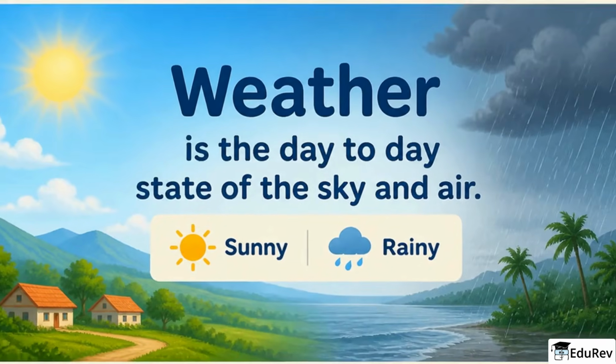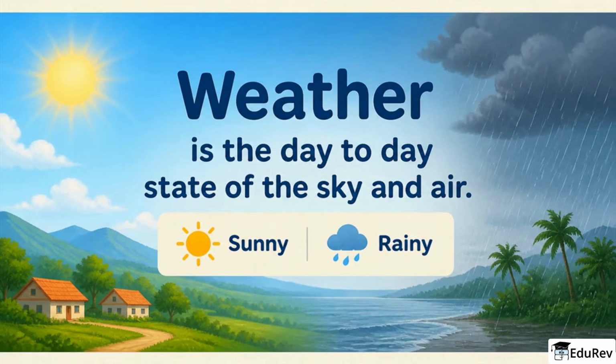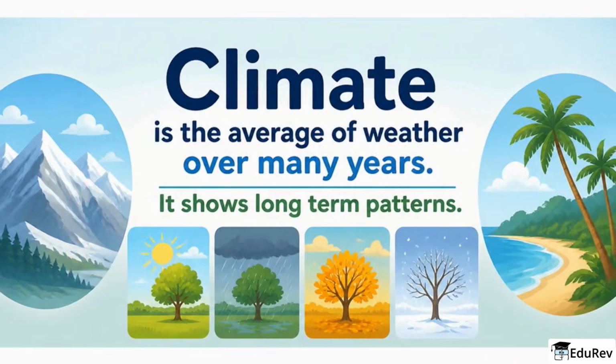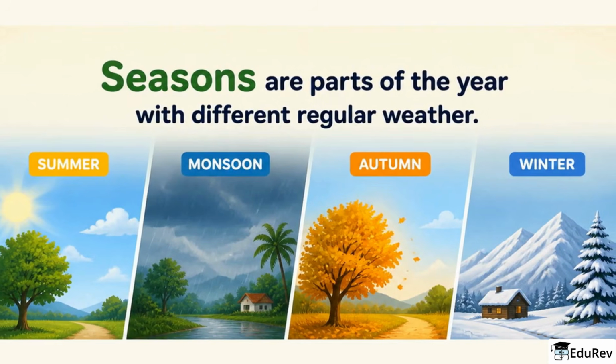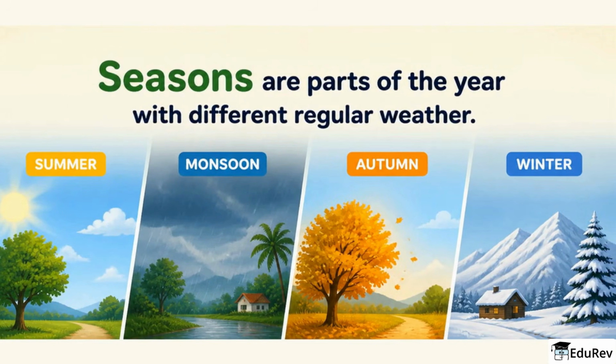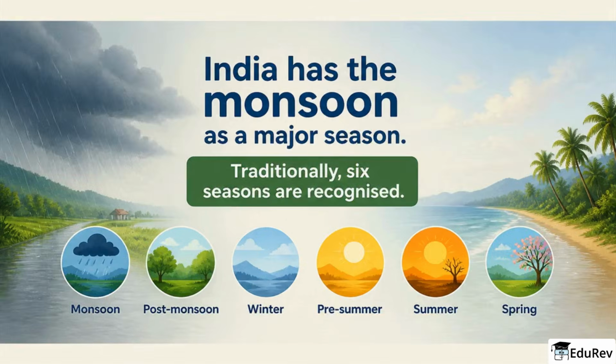First, weather is the day-to-day state of the sky and air, like sunny or rainy. Climate is the average of weather over many years. It shows long-term patterns. Seasons are parts of the year when weather follows a regular pattern, like summer or winter. In India, we also have the monsoon as a major season, and traditionally, 6 local seasons are recognized.